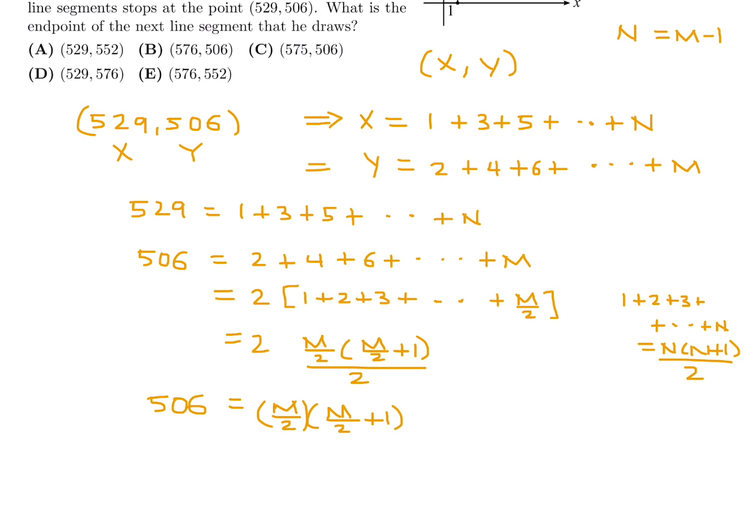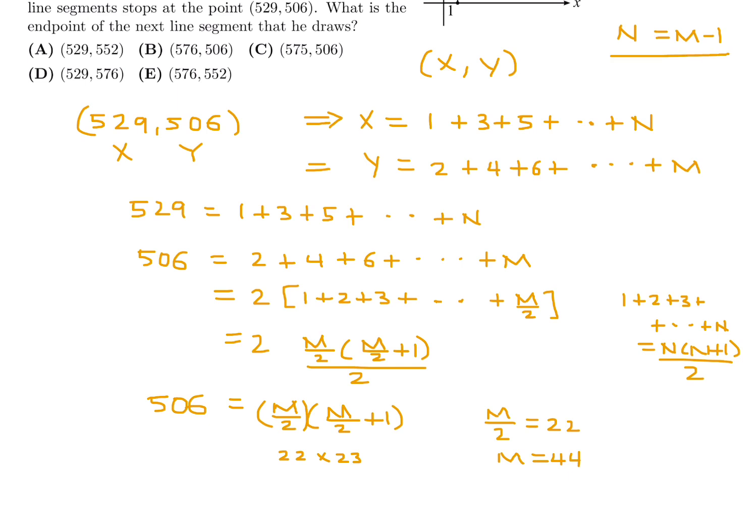When you take the square root, you'll see that it's about 22 point something, right? So I think that m over 2 is possibly 22. Well, let's see. Take out a calculator, take 22, multiply it by 23, and indeed it is going to be 506. So there you go. m over 2 is indeed 22. So that means m is 44. Perfect.